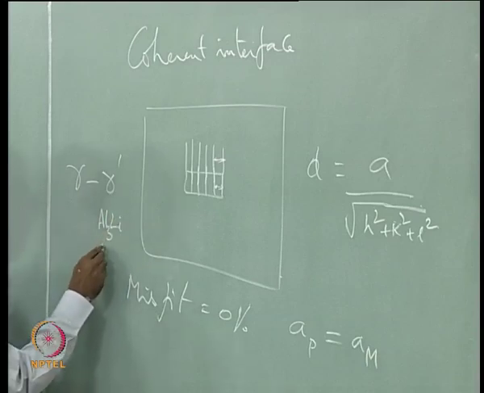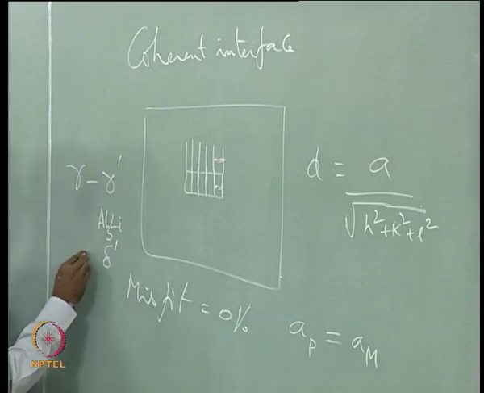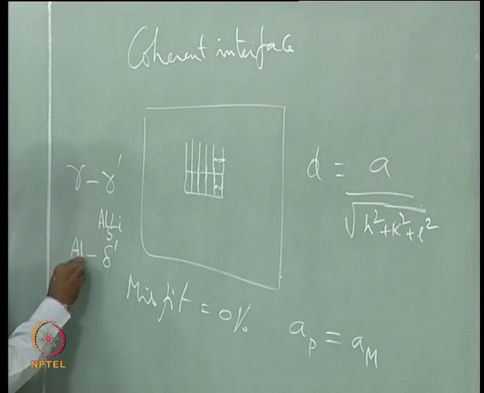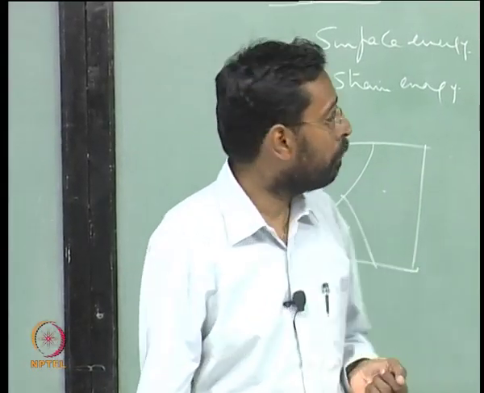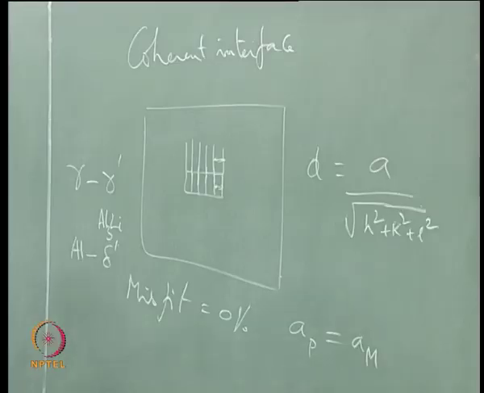And there is also another situation, something like Al3Li, which is called delta prime, in an aluminum matrix. There are a few such examples. Al2Ag is another example, aluminum silver phase diagram. So whenever you have such a situation, you will see that there is a matching.